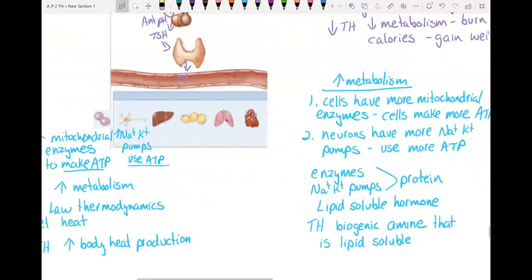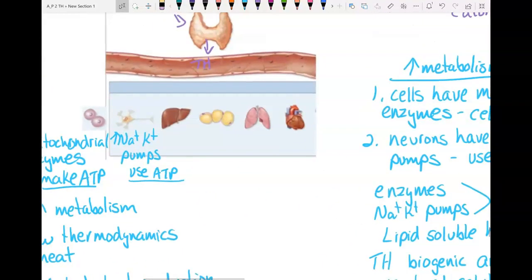So the next 2 parts here should be pretty familiar to you. We have the liver. What do you think the liver is going to do? Glycogenolysis. And that will put glucose into the blood. Here's adipose. It'll do lipolysis. And that will put lipid into the blood. So there's our fuels. Now we have the lungs and the heart. They are what's going to supply the additional oxygen to the blood.